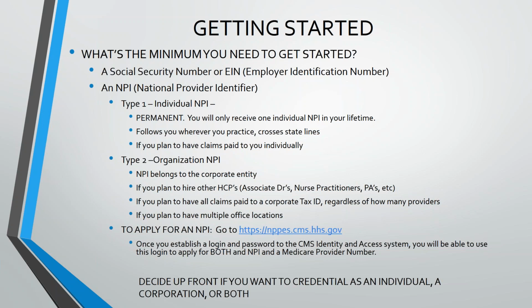The other thing you're going to need in order to do any kind of credentialing is an NPI number, and an NPI is a National Provider Identifier. There are two types of NPIs. The type 1 NPI is an individual NPI. This is your permanent NPI that is assigned to you as a provider. You will only receive one individual NPI in your lifetime, and your NPI follows you wherever you go.